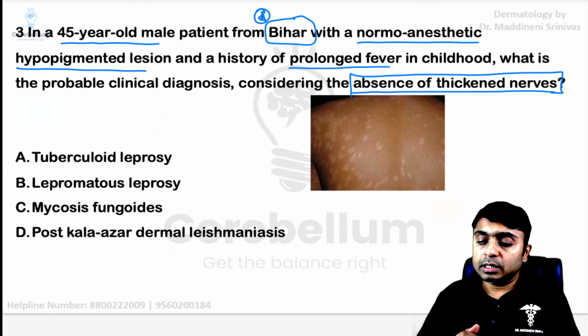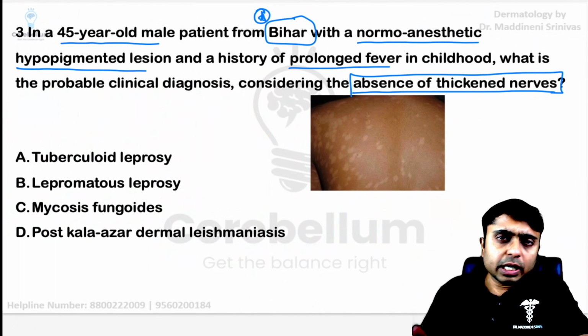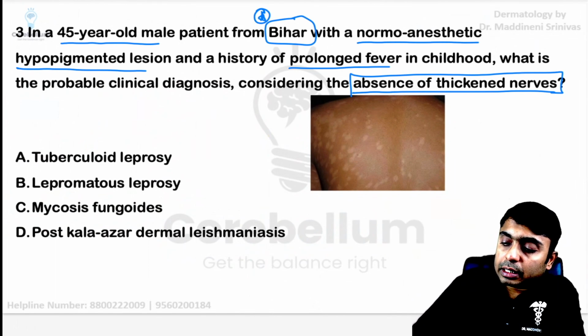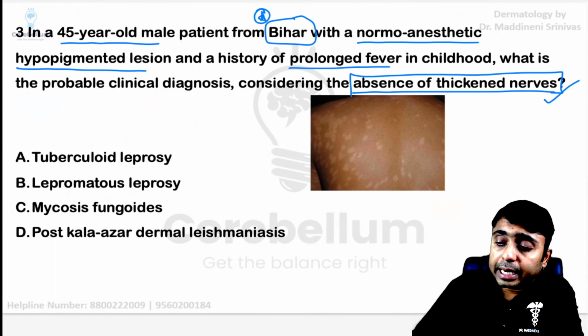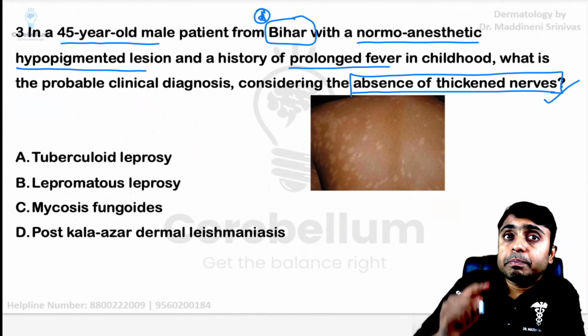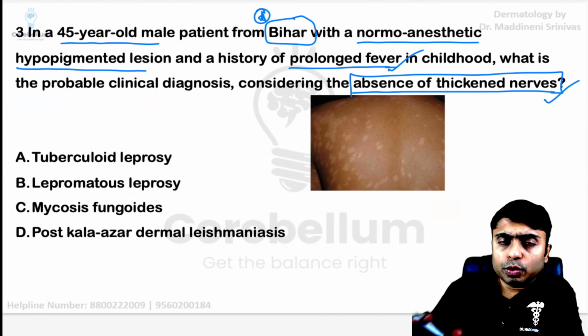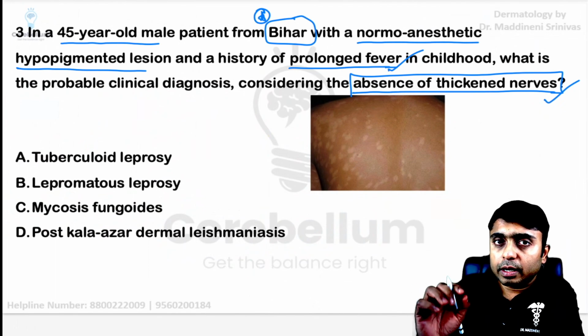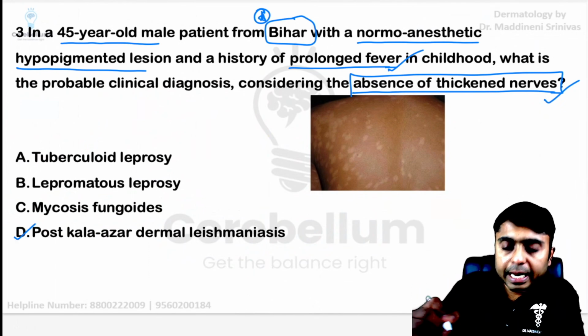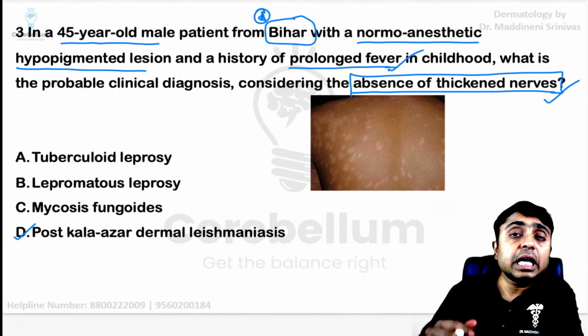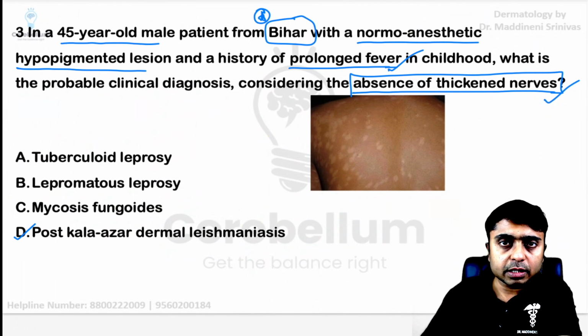In the MCQ, it is very clearly mentioned that there is absence of the thickening of the nerves, but there is a presence of one positive history, which is a prolonged fever in the childhood. So with these two important clues, please remember it is PKDL which you need to think about, which is post Kala Azar dermal leishmaniasis, PKDL.